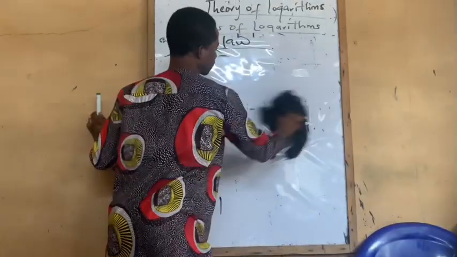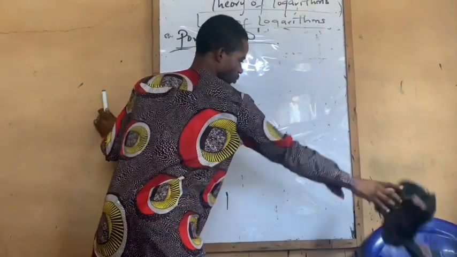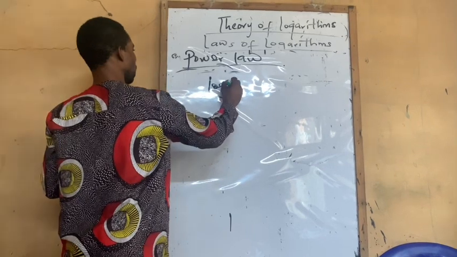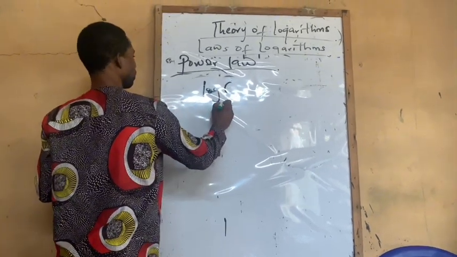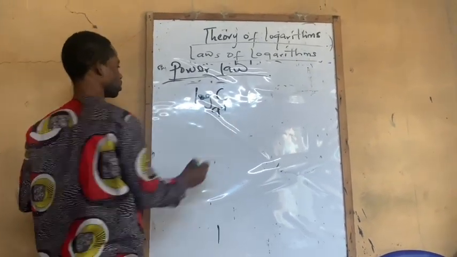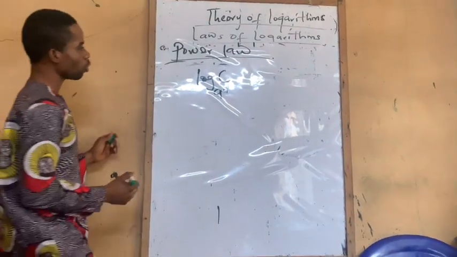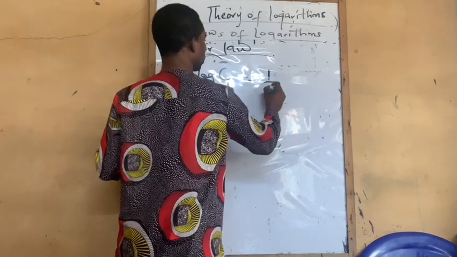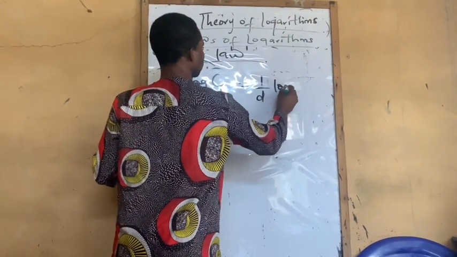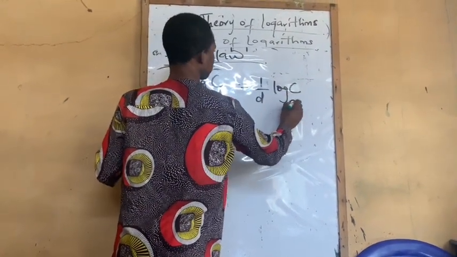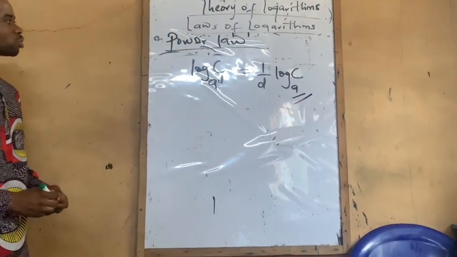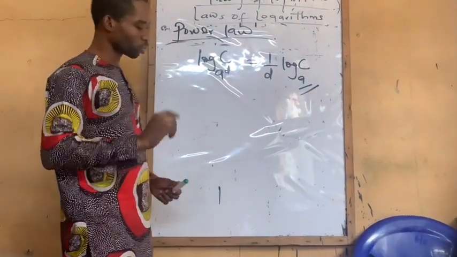And again, if you don't get it very well, let's say if it's like this, log c base a raised to power d. So what will it turn to? That means this one will come and turn to 1 over here. That means 1 all over d log c base a. It's still the same thing. So we have to take note of that.